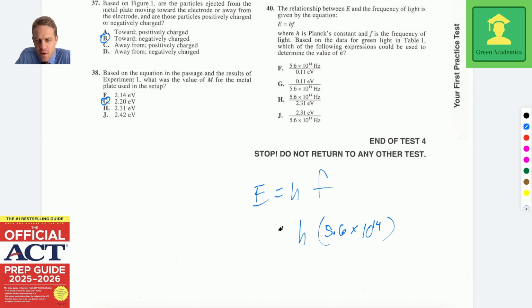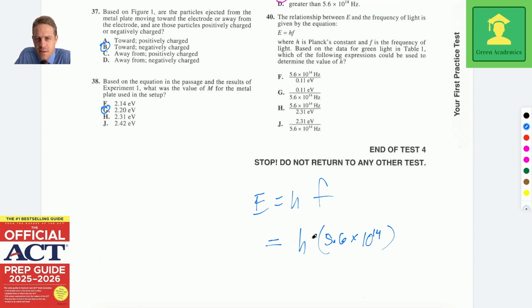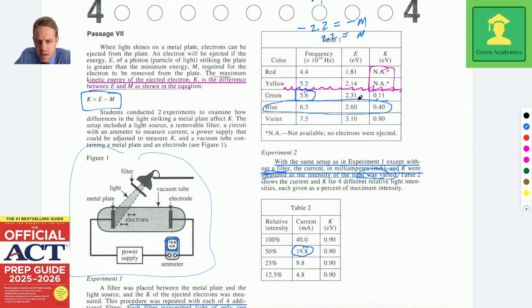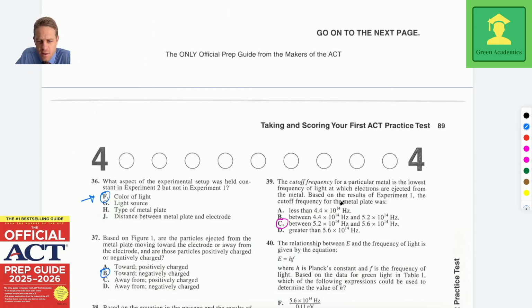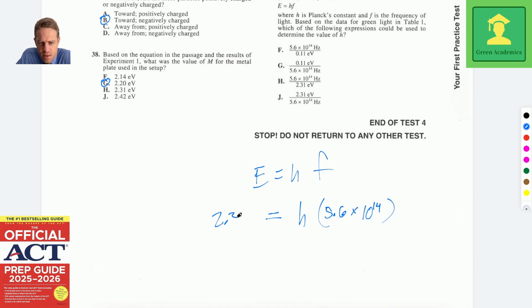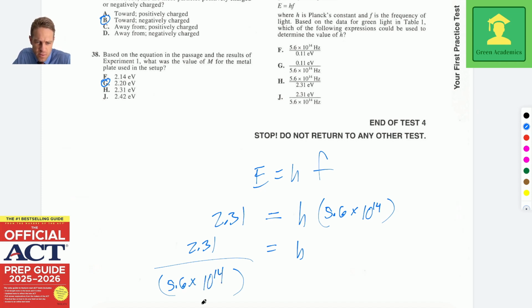And then you're looking for H, and E is what it says it is up here, right? Isn't E this? Is 2.31 in this case. So wouldn't H be just that over that, right? It's 2.31 over that entity. 2.31 over 5.6 times 10 to the 14. Yeah, it's J.